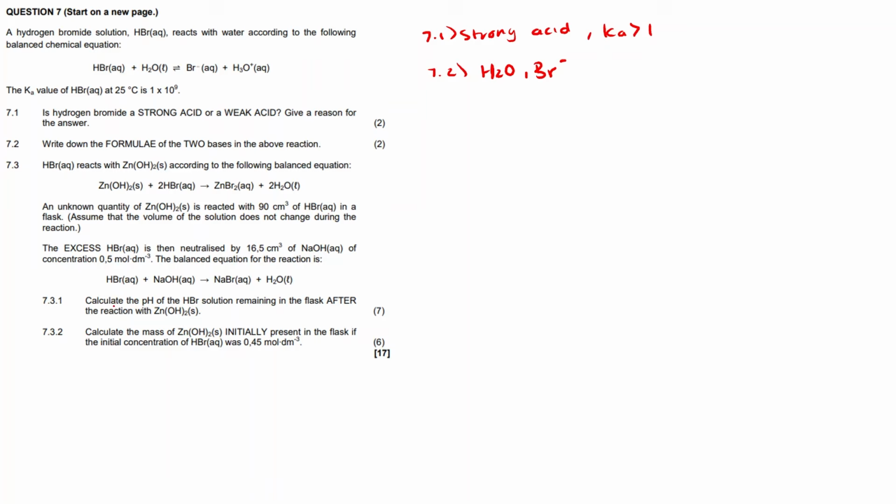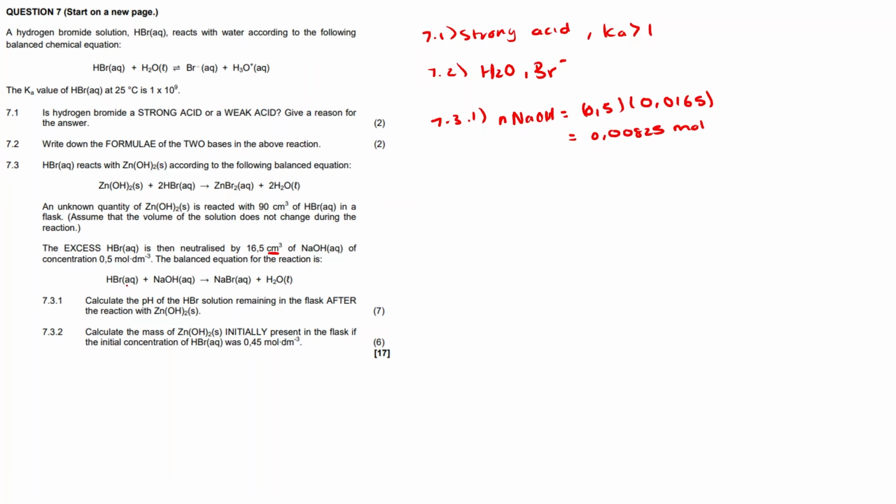Question 7.3.1. Calculate the pH of the hydrogen bromide solution remaining in the flask after the reaction with zinc hydroxide. So we want to calculate how much is remaining in the flask before the reaction with sodium hydroxide. Therefore, we can first calculate how much hydrogen bromide reacts with the sodium hydroxide. We first need to calculate the moles of sodium hydroxide. We can do this as we know the concentration is 0.5 and our volume is 0.0165. Or you could have said 16.5 times 10 to the negative 3, as this is in centimeters and we need to convert to decimeters.